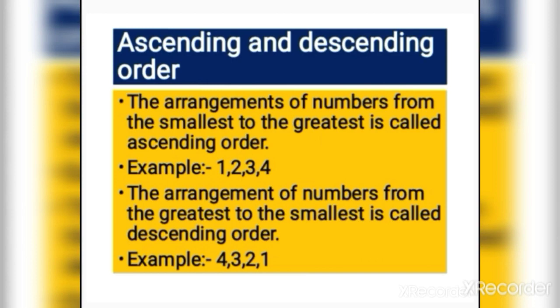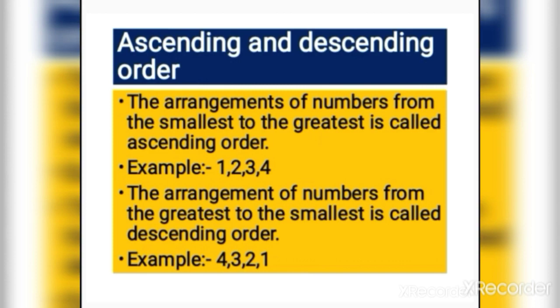Now what is descending order? The arrangement of numbers from the greatest to the smallest is called descending order. Here we have one example: 4, the greatest number in the group, then 3, then 2, and then 1. These numbers are arranged in descending order.